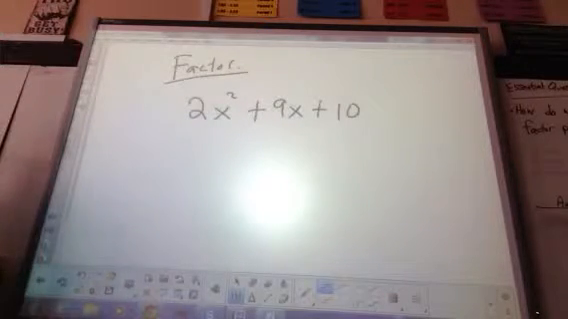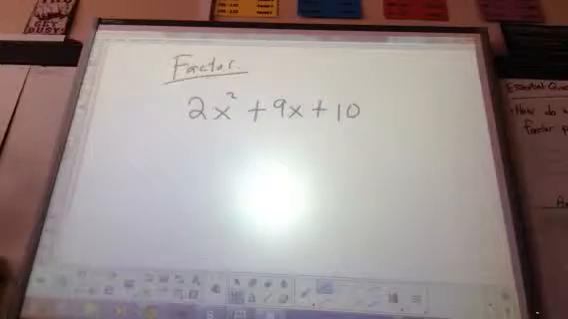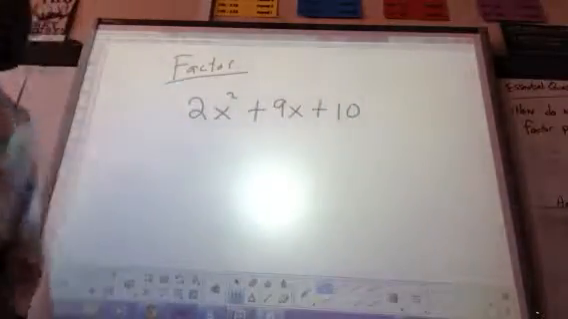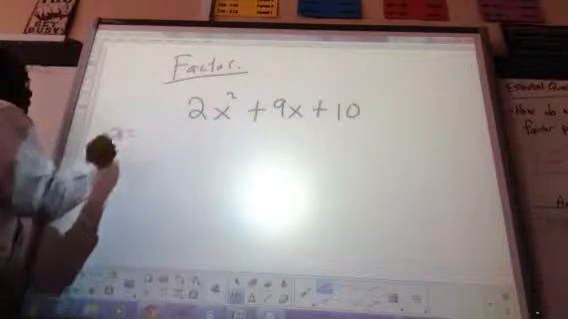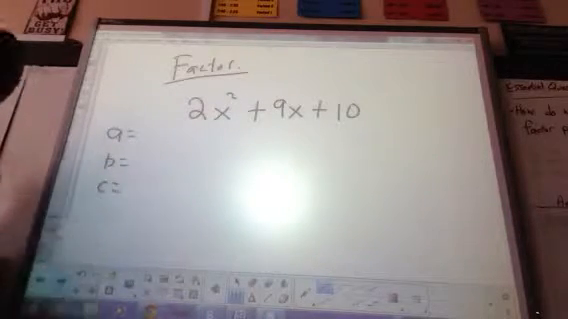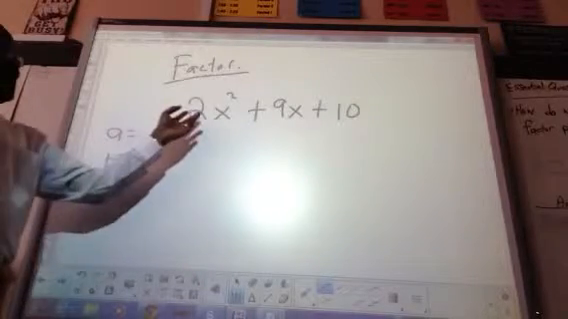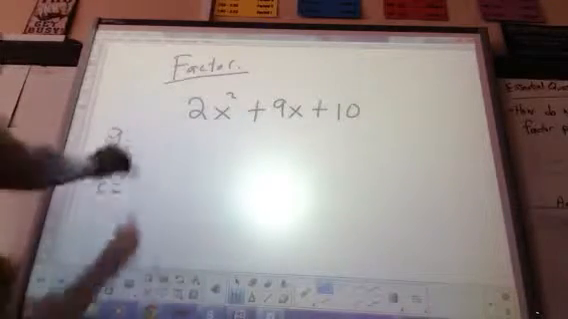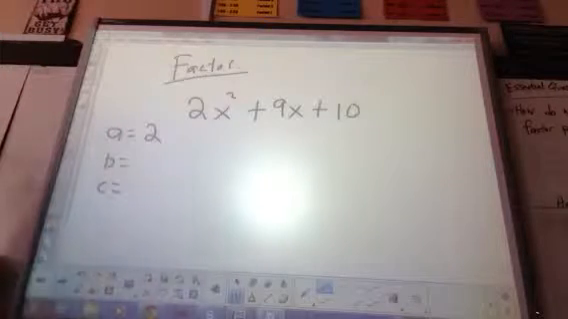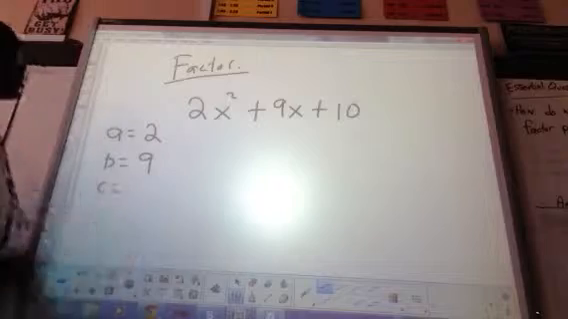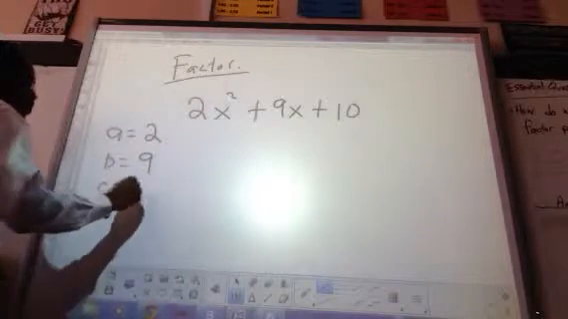Here we have a trinomial, 2x squared plus 9x plus 10. Let's first identify the values of a, b, and c. Be reminded, a is the coefficient of the quadratic term. A is the number in front of x squared. B is the coefficient of the linear term. B here is 9. C is our constant.